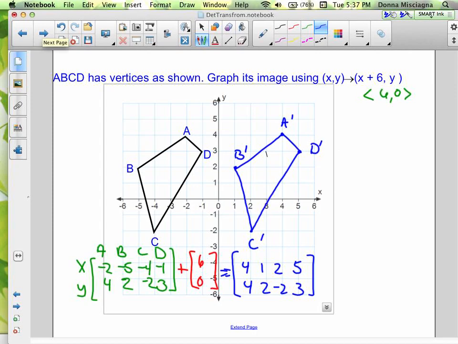And now it's just moved in our coordinate plane. It's moved 6 in the positive direction, or 6 to the right, or it's moved using the vector 6, 0. Right? And so the same vector has been applied to every one of our points. And that's the vector right there, 6, 0.